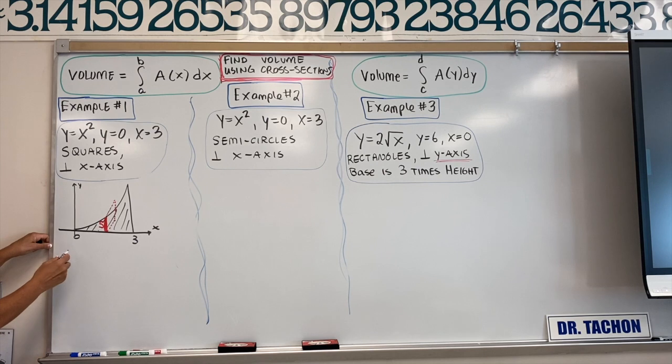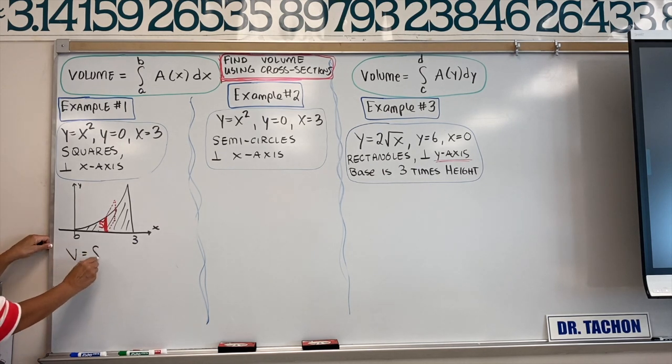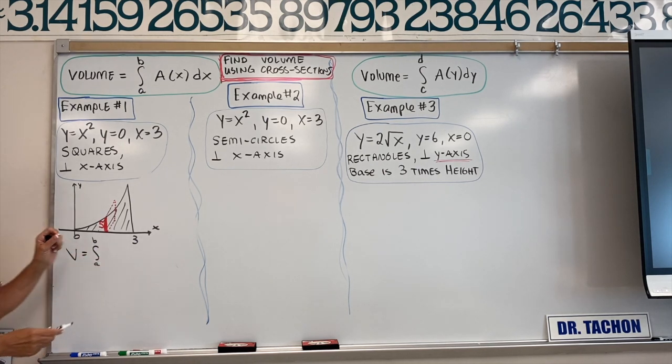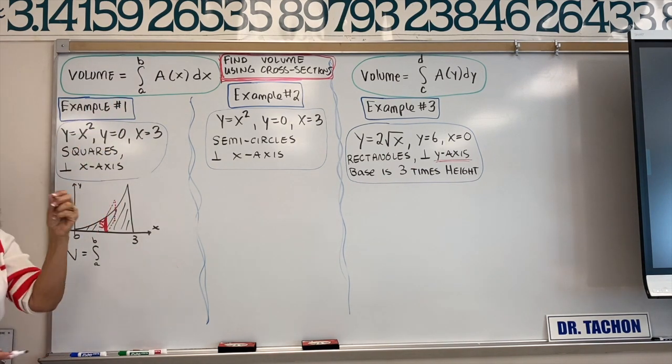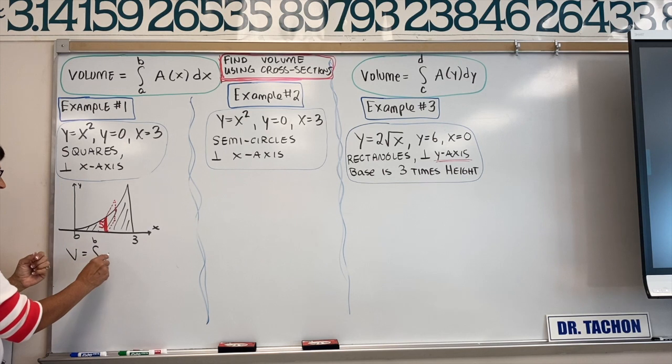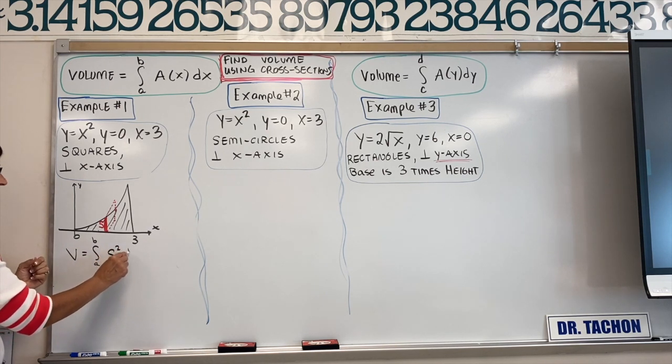So we want to find the volume. To find the volume, we're going to integrate from A to B the area formula of our cross section. Our cross section is a square. So what is the area of a square? Take the length of this side and square it.